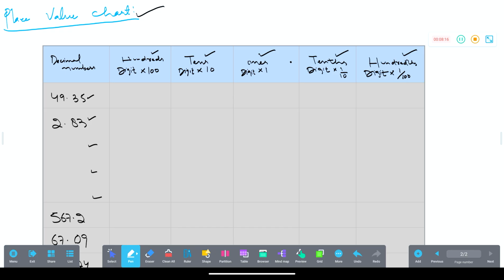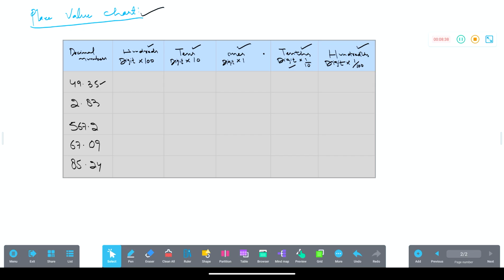Now what are the values? The digit at the hundreds place will be multiplied by 100. The digit at the tens place is multiplied by 10. The digit at the ones place is multiplied by 1. Then the tenths value is the digit multiplied by 1 by 10. And hundredths, the digit multiplied by 1 by 100.